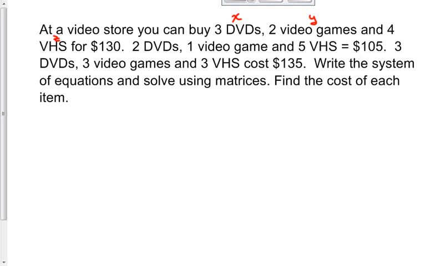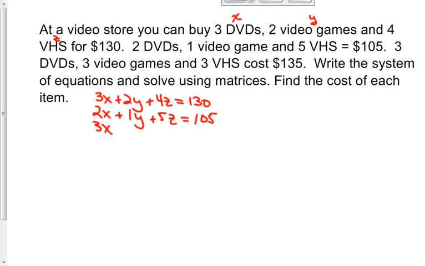So the first thing I need to do is be able to write my system. So I'm going to write it as we go. 3x plus 2y plus 4z equals 130. 2 DVDs plus 1 video game plus 5 VHS cost me 105. 3 DVDs plus 3 video games plus 3 VHS, and that costs 135. So there's my system. First thing it usually says in the question is, write the system of equations. We just did that. And then we're going to solve using matrices.